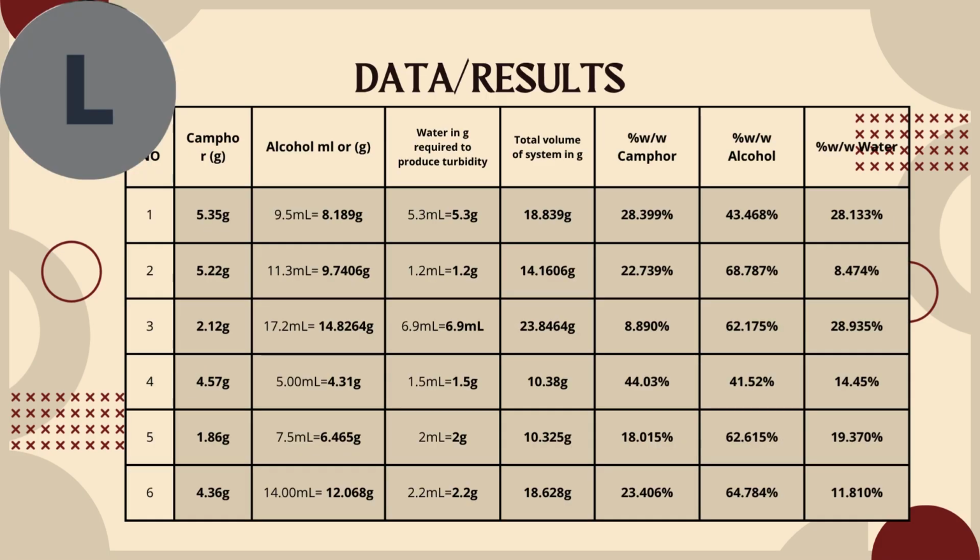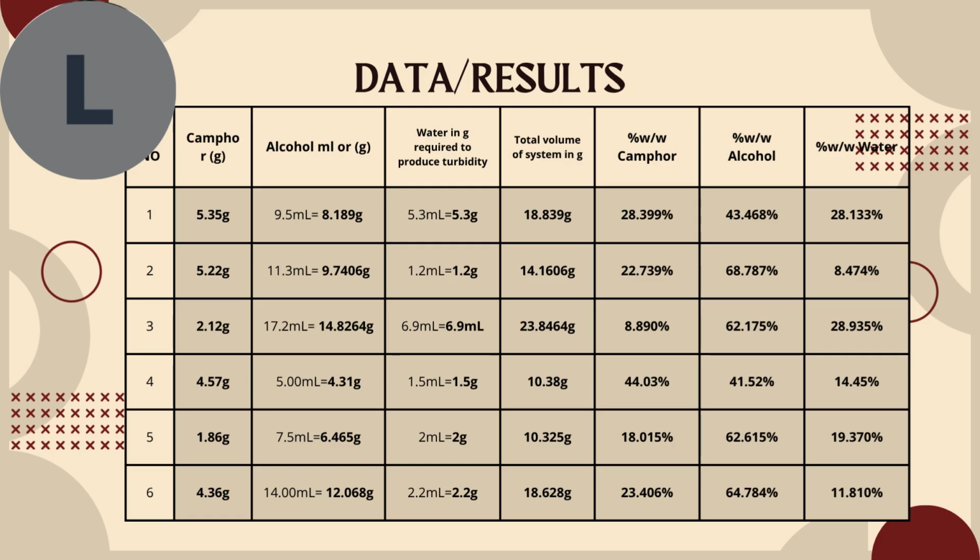So here are our data and results. We have prepared 6 systems, and each system is composed of camphor, alcohol, and water. For the first system, we have 5.35 grams of camphor. For the second, we used 5.22 grams. For the third, we used 2.12 grams. Fourth, 4.57 grams. Fifth, 1.86 grams. And for the last system, we used 4.36 grams.